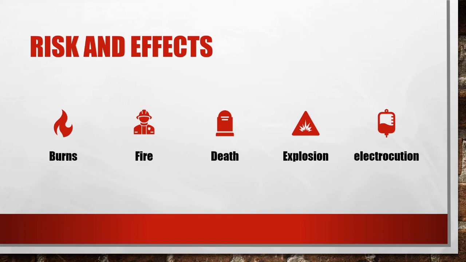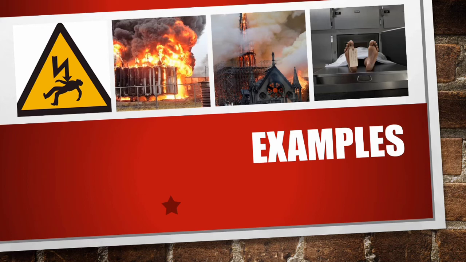First of all, we take a look at the risks and effects of electrical hazards, such as burns, fire, death, explosion, and electrocutions. Burns could happen because of fire exposed to our skin if we wear non-fire resistant clothing. Fire could spread rapidly through a building in case a short circuit happens or anything else that can lead to a fire accident. These are sample examples of risks and effects such as electrocutions, fire, explosion, and death.